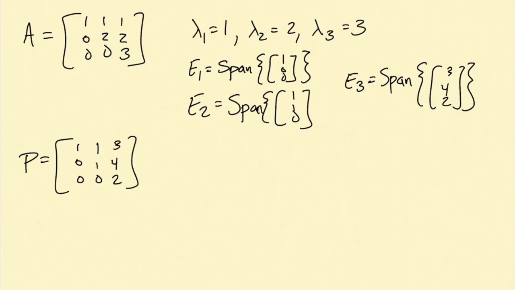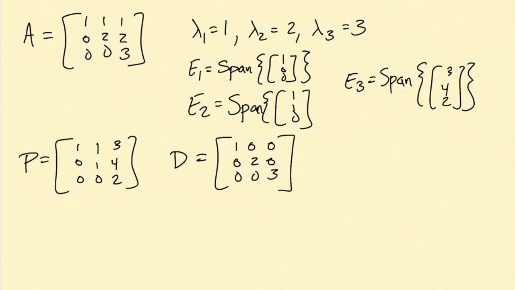The diagonalization D will take the eigenvalues for each of the columns in order along the diagonal. So this is important. The order does matter. The first eigenvalue, 1, goes with the first column of P. The eigenvalue 2 goes with the second column of P, and the eigenvalue 3 goes with the third column of P.